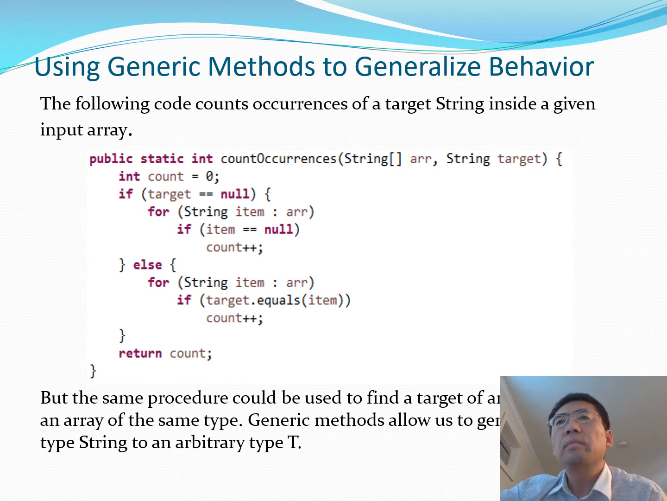How to use generic methods to generalize behavior. So now we have, this is not a generic method. This is just a regular static method that counts the number of occurrences of targets from this string array. So every time there is a match, we increment count by 1. Otherwise, we skip it. So the question now is how to generalize it, how to make it work for all different types, not just for the string type.